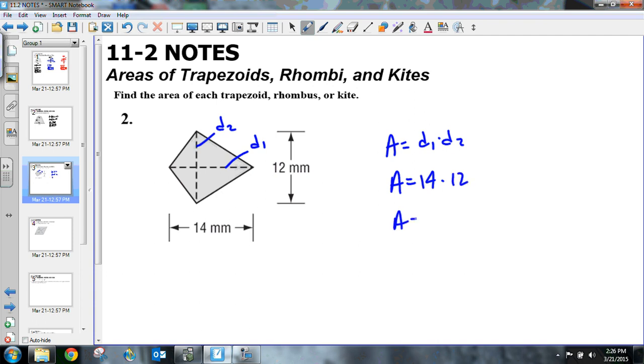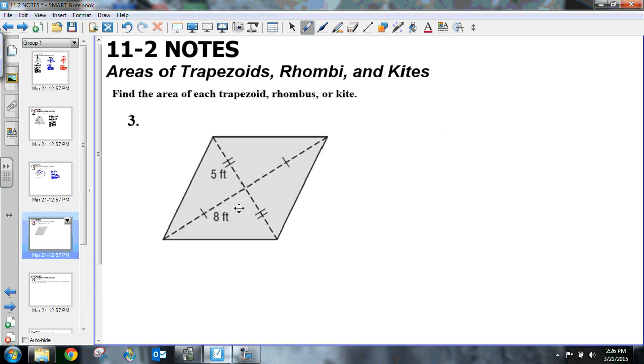So if I take 14 times 12, that's going to give me 168 millimeters squared, and that's what I would do for that. Okay, just plug and chug. All right, number 3, last one. Now this one's a little bit different.